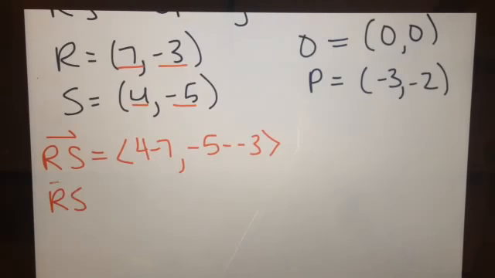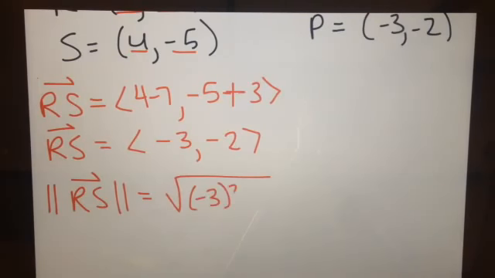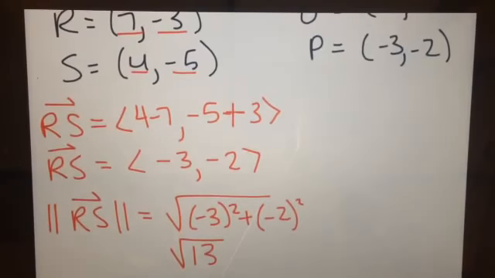And so the direction of vector RS is going to be (-3, -2). And then if I want to find the magnitude of RS, the magnitude would be the square root of -3 squared plus -2 squared. And so that is the square root of 13. Okay, so that's all the information for vector RS.